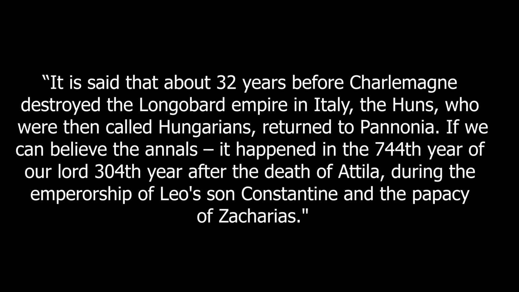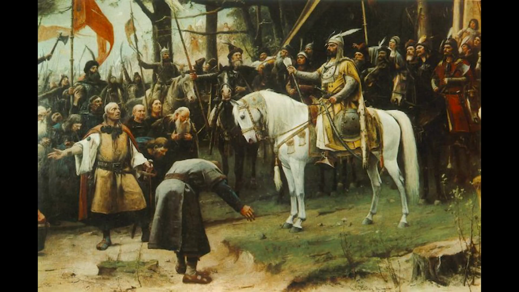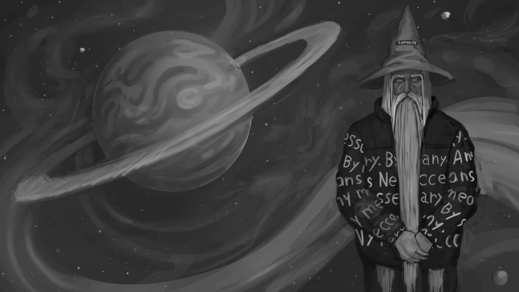It is said that about 32 years before Charlemagne destroyed the Longobard Empire in Italy, the Huns, who were then called Hungarians, returned to Pannonia. If we can believe the annals, it happened in the 744th year of our Lord, 304th year after the death of Attila, during the emperorship of Leo's son Constantinople and the papacy of Zacharias. At this point, I think it goes without saying that Bonfini's date for the second arrival takes place 150 years before the official date. There are 2 possibilities.